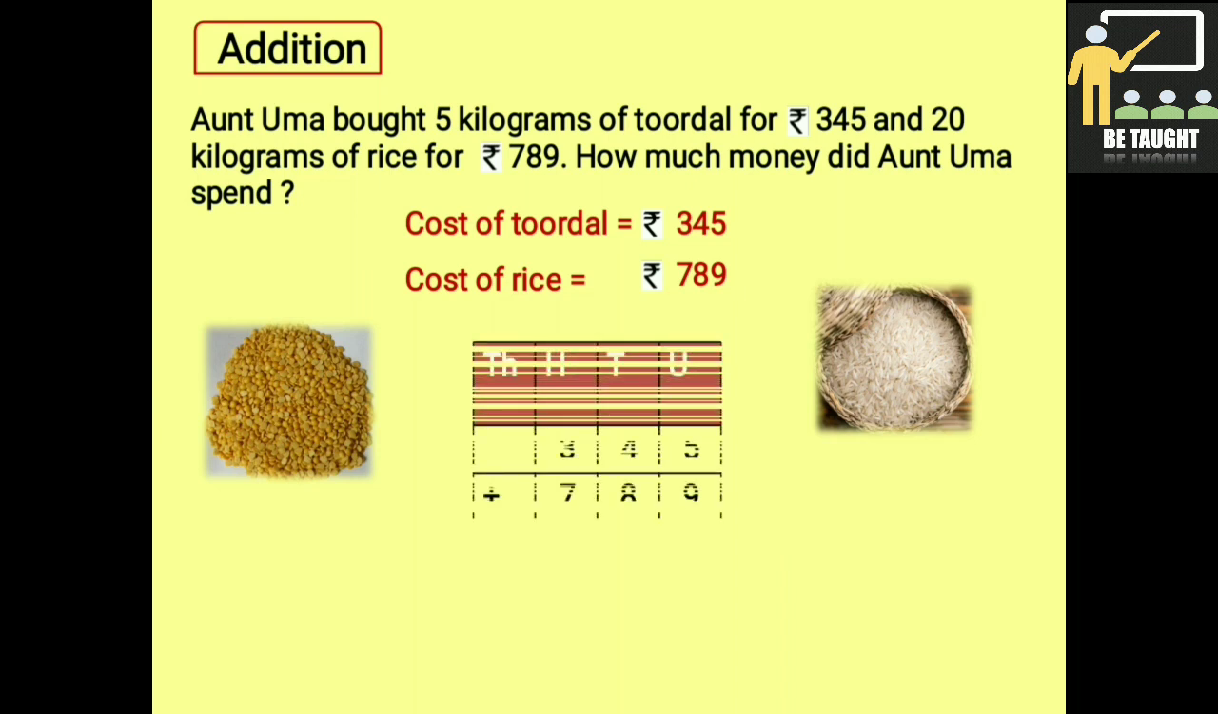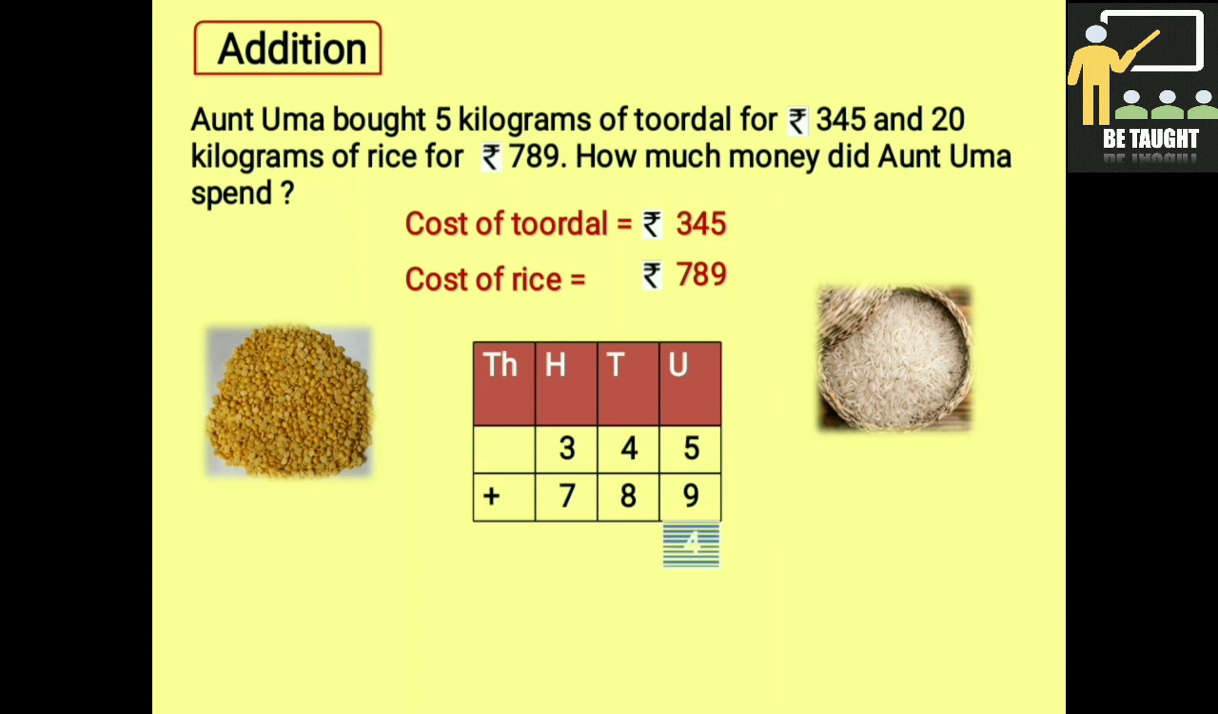So we'll arrange this in the vertical arrangement and we'll start solving it from the units place. 5 plus 9 is equal to 14. So we write 4 in the units place and 1 carry over in the tens place. 4 plus 8 is equal to 12 plus 1, which is carried over, gives us 13. So we write 3 in the tens place and 1 carry over in the hundreds place. 3 plus 7 is equal to 10 plus 1, which is carried over, gives us 11. So we write 1 in the hundreds place and 1 is carried over in the thousands place.